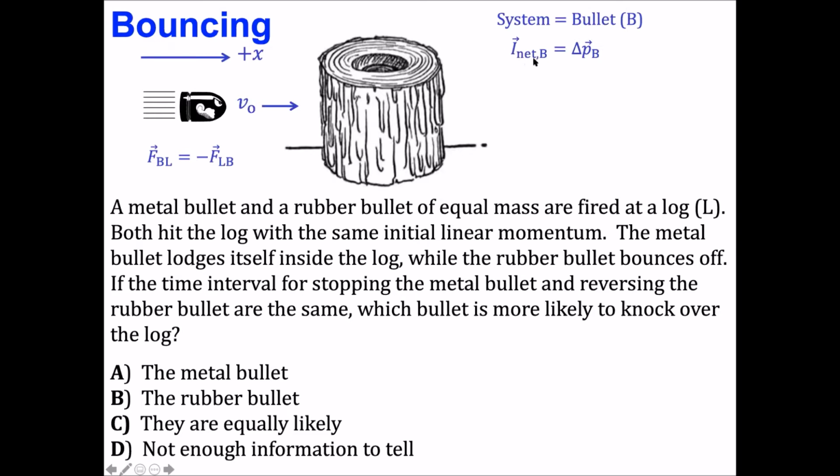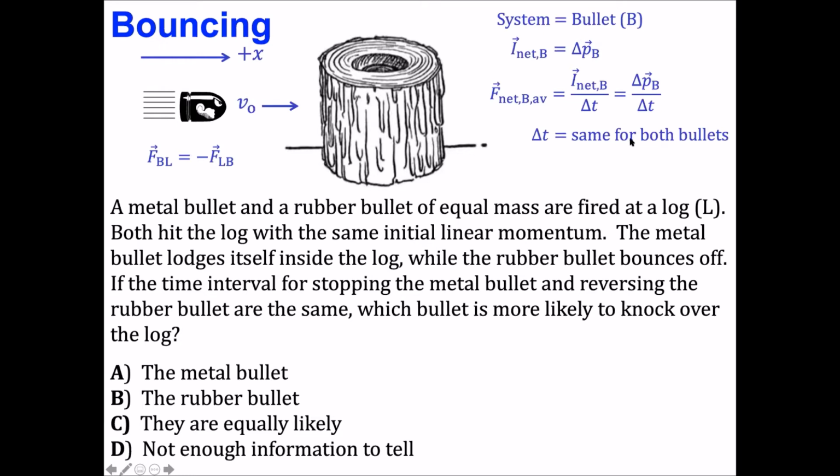And if we let our system be a bullet and we apply our impulse-momentum theorem relationship, the net impulse that the bullet experiences when it interacts with the log is going to be related to the change in the linear momentum that the bullet experiences due to that interaction. The net average force the bullet experiences as it interacts with the log is going to be related to that net impulse it receives from the log divided by the impact time delta t, or the change in the linear momentum of the bullet as it interacts with the log over that impact time delta t. And again, for both bullets, delta t is going to be the same.